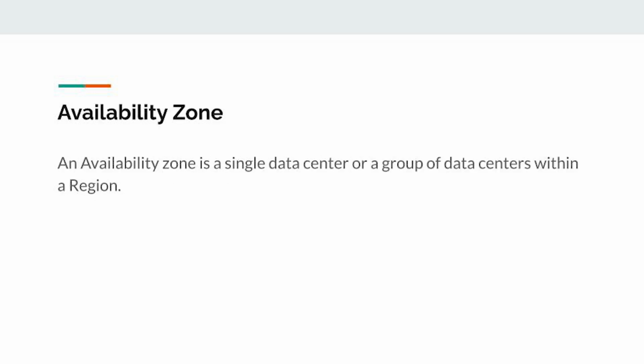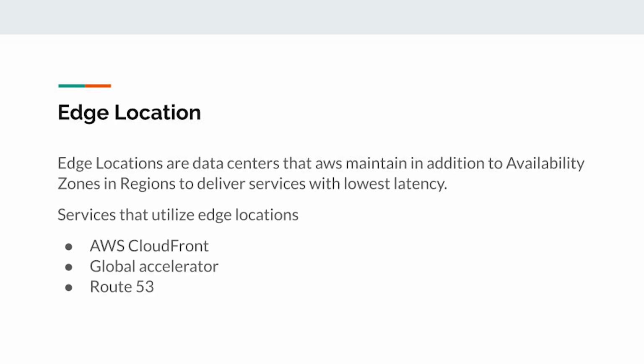Next topic, availability zone. An availability zone is a single data center or a group of data centers within a region. The purpose of availability zones is to increase the availability of applications. If one availability zone goes down, an application can still run on another availability zone. The best practice is to run an application across at least 2 availability zones.